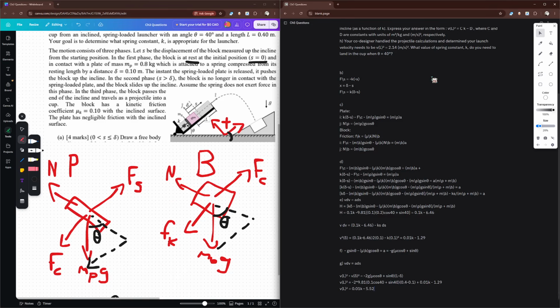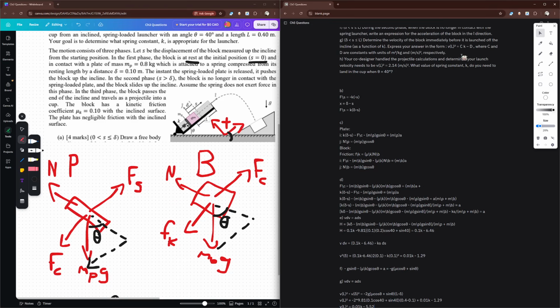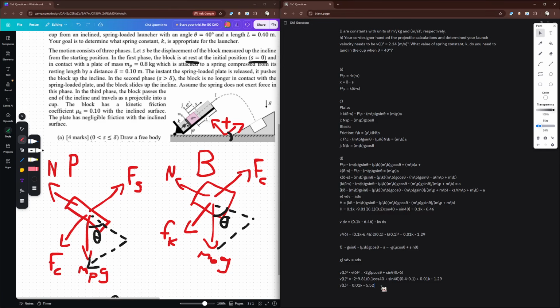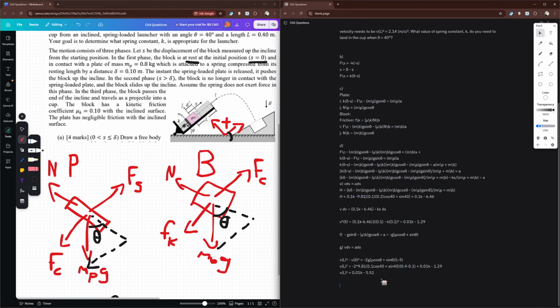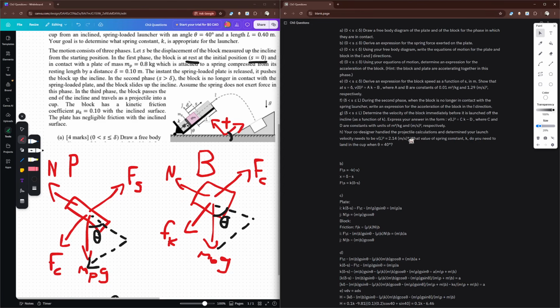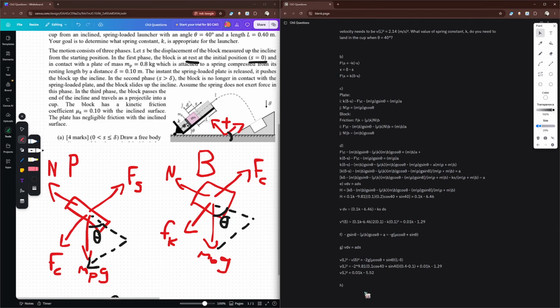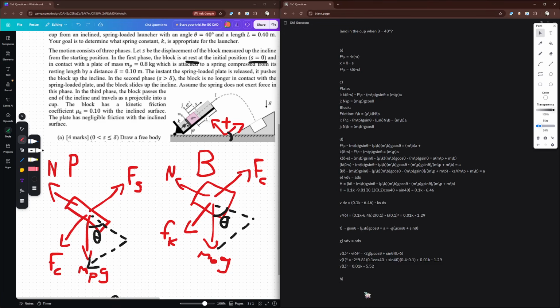And if we check, it is in the form ck minus d. You can check the units. It has to be in meters per second squared. Well, this would be because it's an alone term. Anyways, final thing is h, where your co-designer handled the projectile calculations and determined your launch velocity needs to be VL squared equals 2.14 meters per second squared. What value of spring constant K do you need to launch in the cup when theta equals 40 degrees?